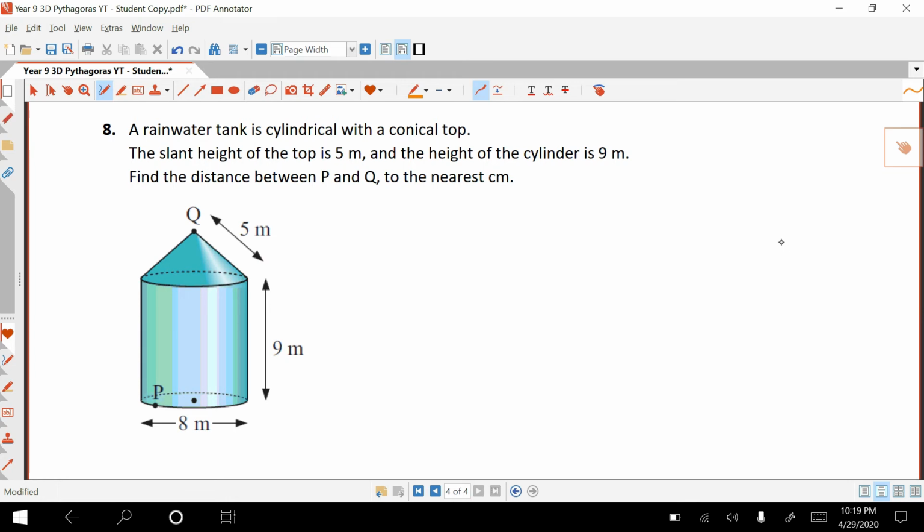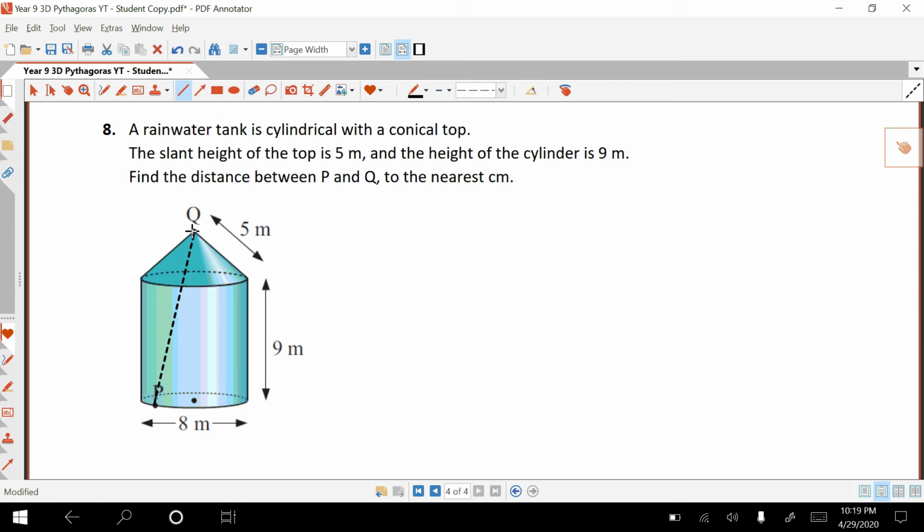Number 8. A rainwater tank is cylindrical with a conical top. The slant height of the top is 5 and the height of the cylinder is 9. Find the distance between P and Q. So they want us to find the distance between P here and Q, as shown in the diagram. So just move that there. From P all the way to Q. All right, so that's the required length that they want us to find.